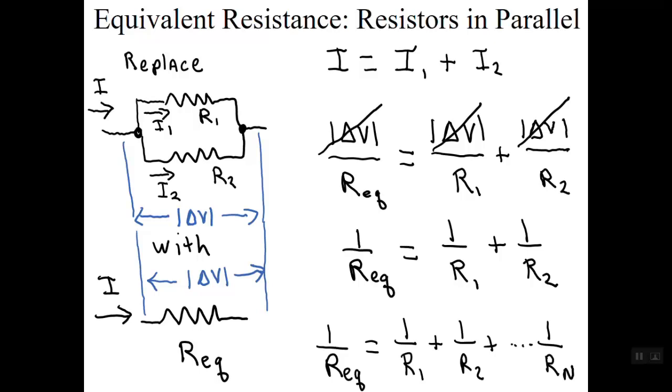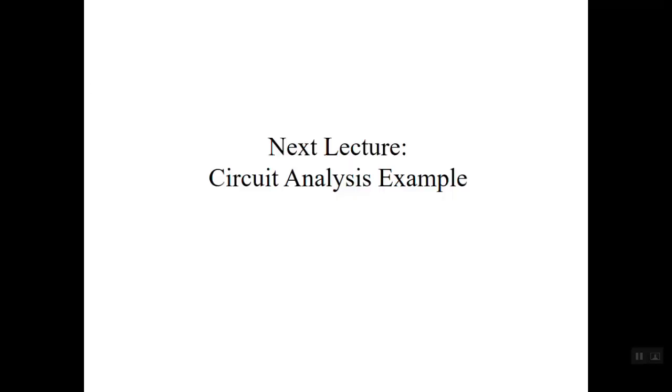For n resistors in parallel, the inverse of the equivalent resistance is equal to the sum of the inverses of the resistances for all the original resistors in parallel. We're now in a position to work an example of the analysis of a circuit with some complexity. We'll do that in our next lecture.